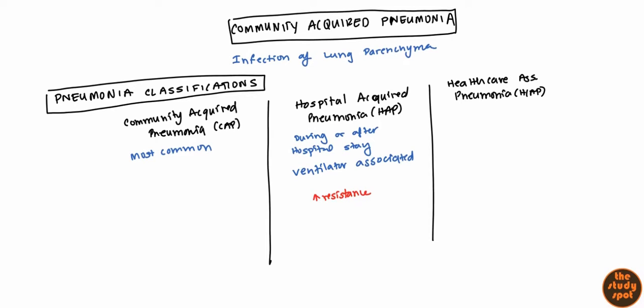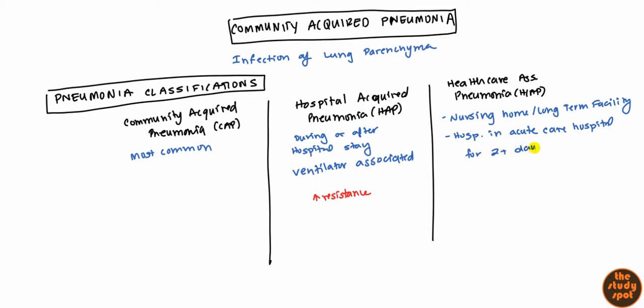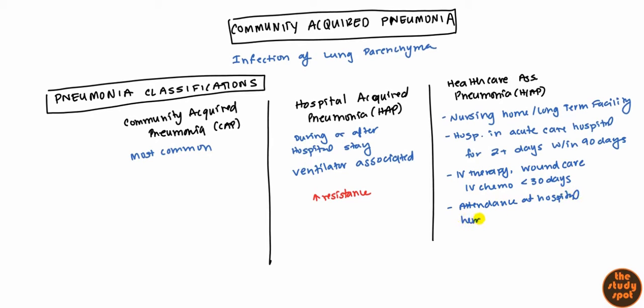Now, the new one is healthcare-associated pneumonia. This happens to patients who are either in a nursing home or long-term facility. Also, people who were hospitalized in an acute care hospital for 2 days within the last 90 days, so that's also going to be healthcare associated. Any patients who received IV therapy, wound therapy, or even IV chemotherapy within the last month. And if a patient attended a hospital or had hemodialysis at a clinic within the last 30 days. So, sorry, with less than 30 days. Any patient fitting these criteria will be considered healthcare associated rather than community acquired.